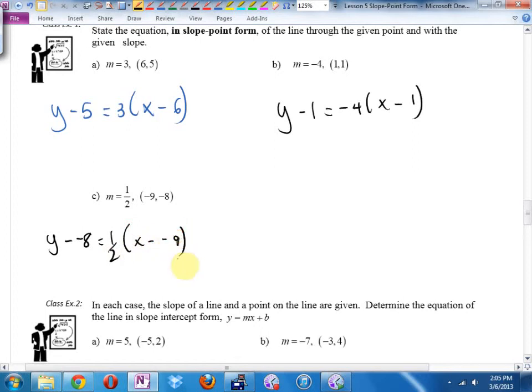And I heard, I think, Marcus or Alex murmur, yeah, I won't leave it like that because I have minuses. I wouldn't write it this way, and if it was multiple choice, this wouldn't be your answer to pick from. This would be y plus 8 equals a half bracket x plus 9, and I'd have to clue in that the point that this went through was actually negative 9 comma negative 8.